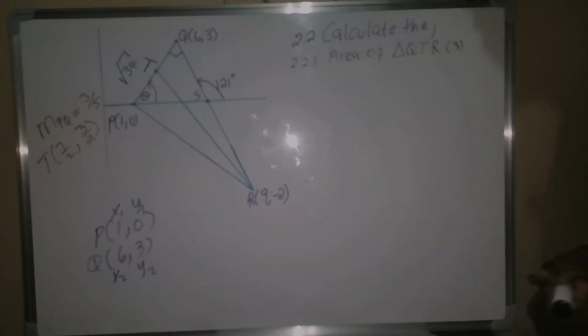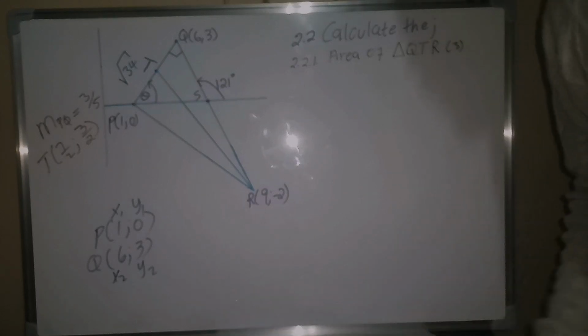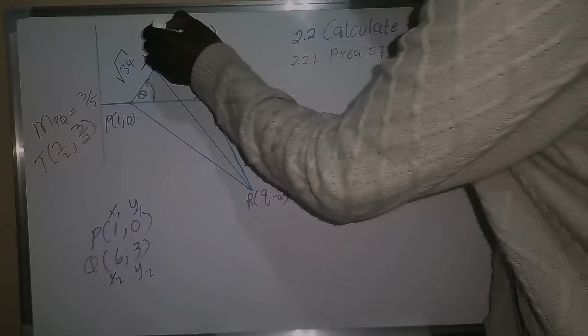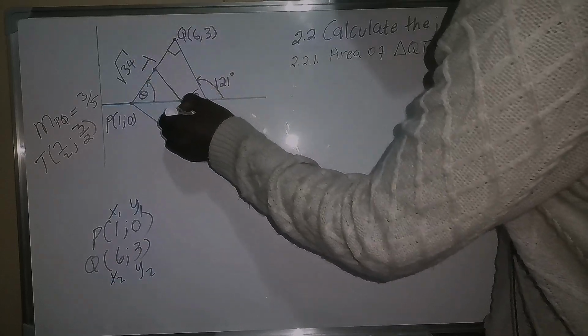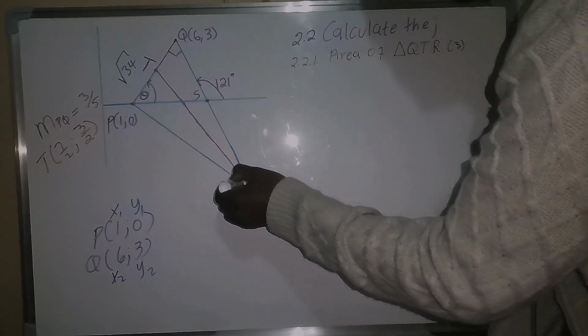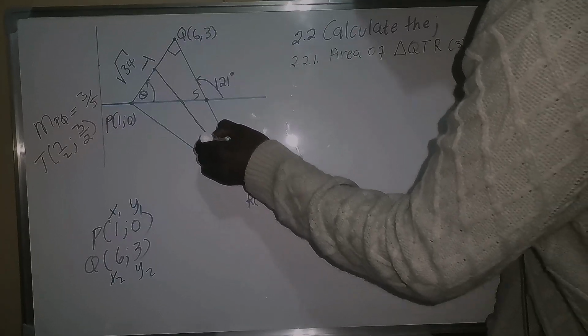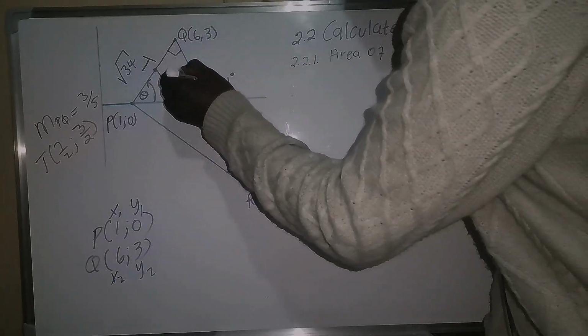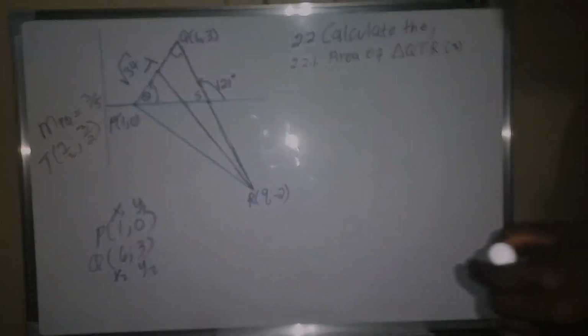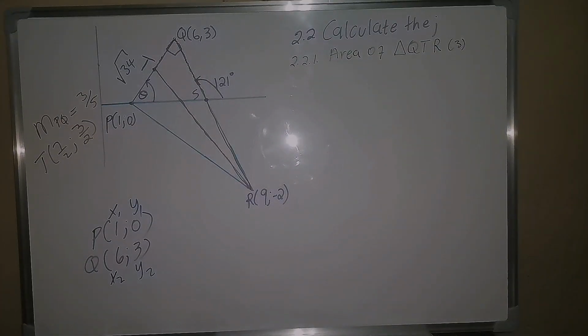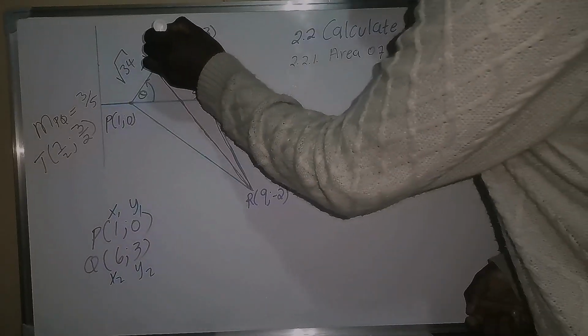Thank you. 2.2, guys. Calculate 2.1.1, the area of triangle QTR. Now you need to check QTR. Here's our QTR. Here's our triangle here. Now our triangle has a 90 degree angle. Note, there's a 90 degree angle here.